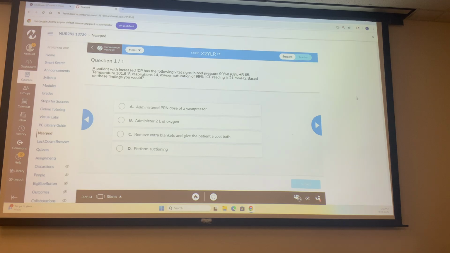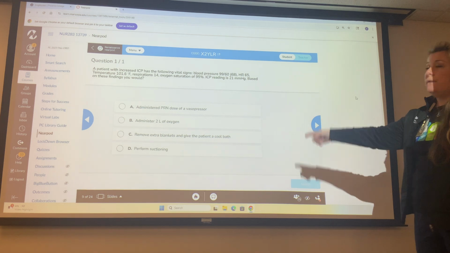Just straight out the gate, are we pleased with a CPP of 57? No. What's our goal of cerebral perfusion pressure? 60 to 100, exactly. So we have to do something about this, right? So what would you do? Administer a PRN dose of a vasopressor.